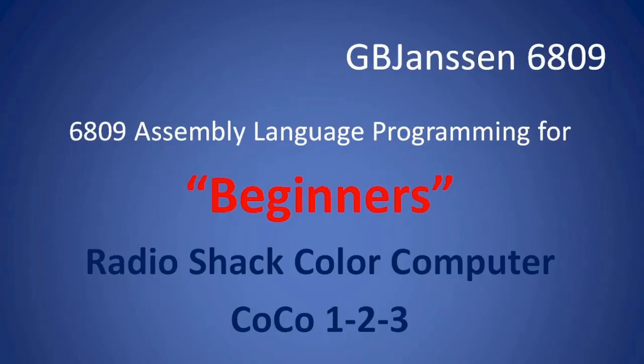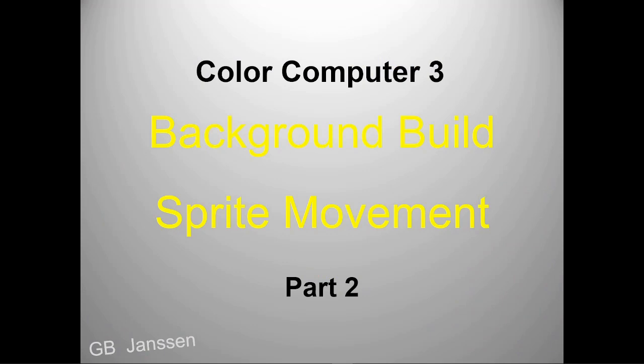Okay, part two of our background build and sprite movement. So we'll start on that. What we're going to do is from part one, we're going to unpack that picture, display it on the screen. Then we're going to use a sprite, a little rocket we're going to put on there and move it around with a program called Twisty02.